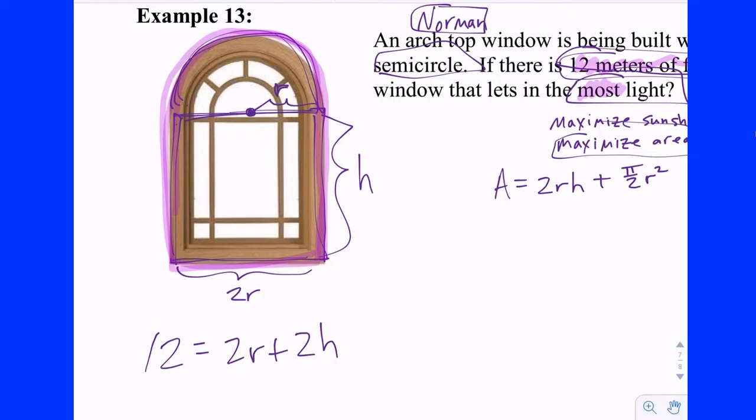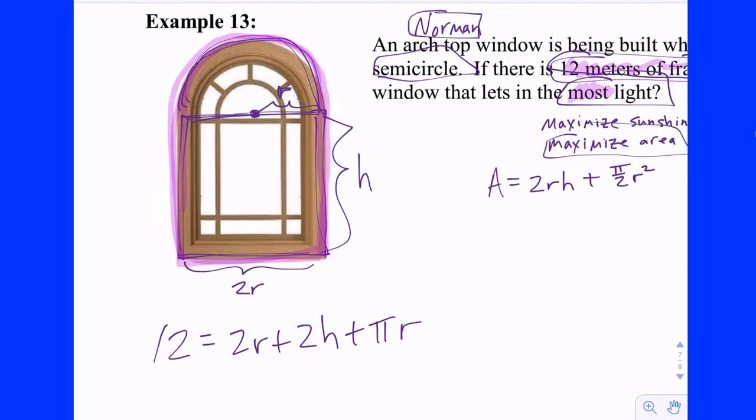Circumference, the semi-circumference. The full circumference is what? 2 pi r. So half of 2 pi r is pi r. So 2r along the bottom, 1h plus another h gives you 2h, plus the semi-circumference, pi r.